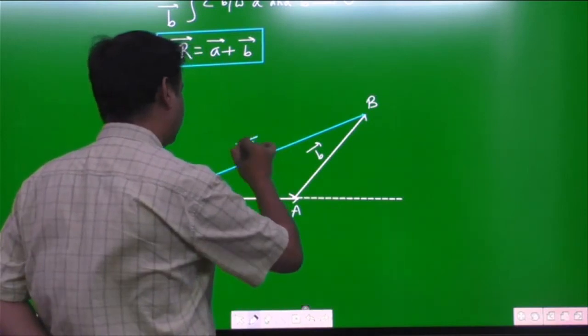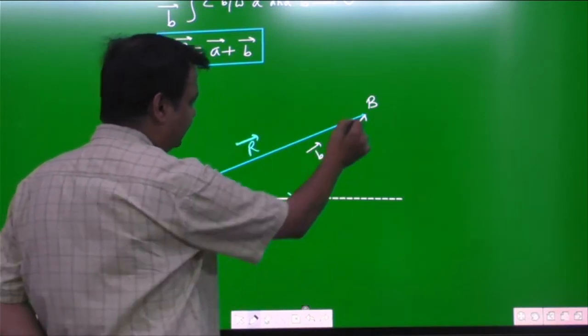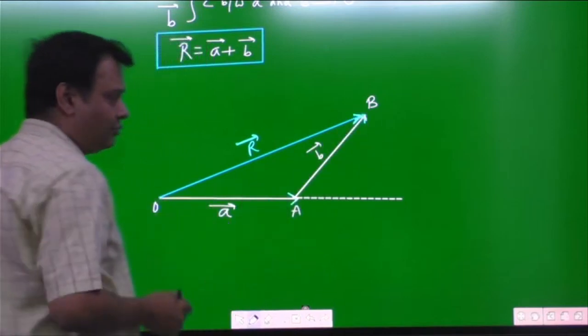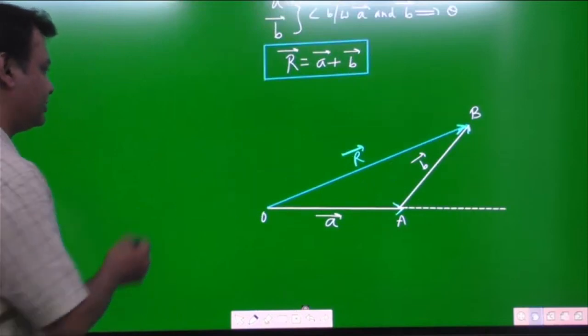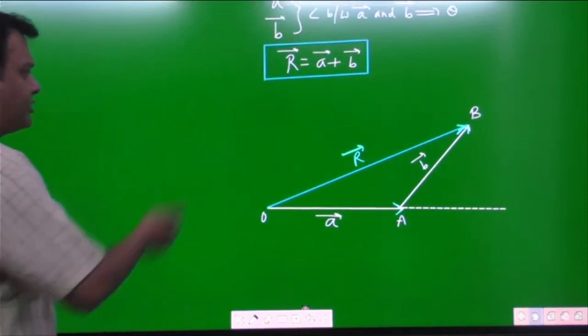This is a vector R. That is the same as the Polygon law. Here you can say two vectors are represented by the two sides of the triangle in the same order. The resultant will be given by the closing side in the opposite order.